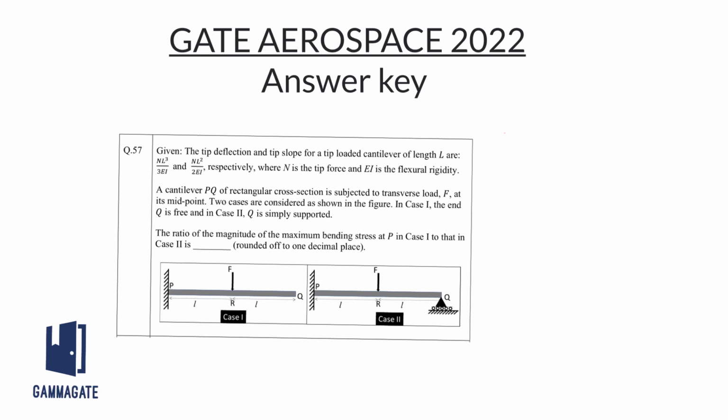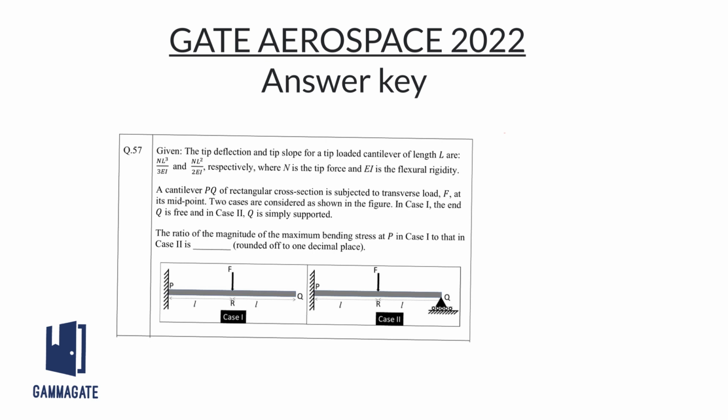Let's look at a question asked from the topic of structures in the GATE Aerospace 2022 paper. A cantilever PQ of rectangular cross section is subjected to a transverse load F at its midpoint. Two cases are considered as shown in the figure. In case 1, the end Q is free, and in case 2, Q is simply supported.